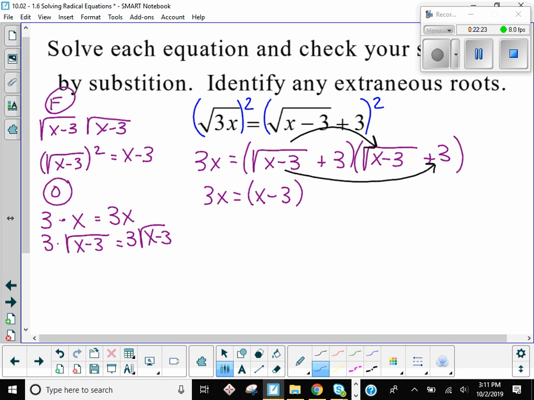Okay. So the outside terms just give me this. The inside terms give me the same thing, because it's the same numbers. Right? These are my inside terms, 3 times radical x minus 3.